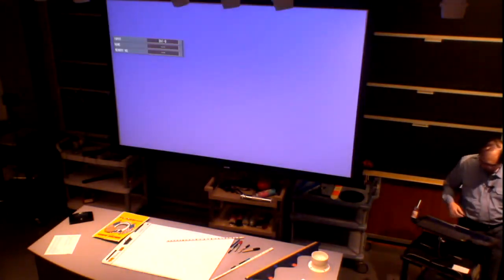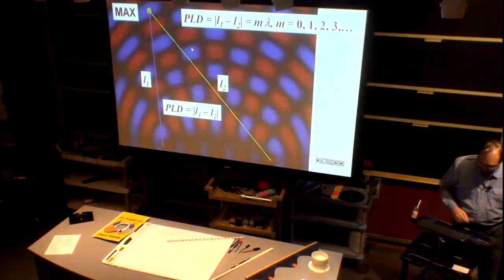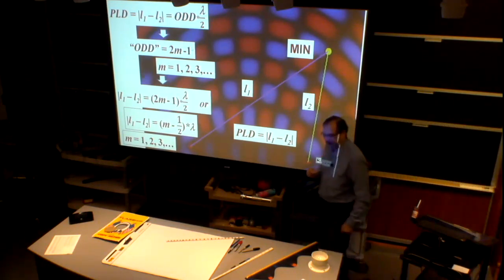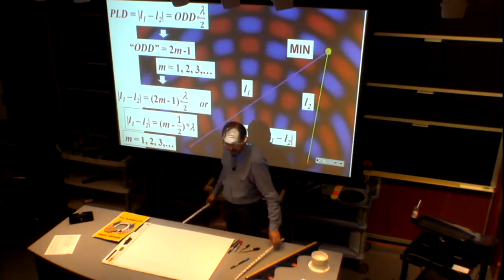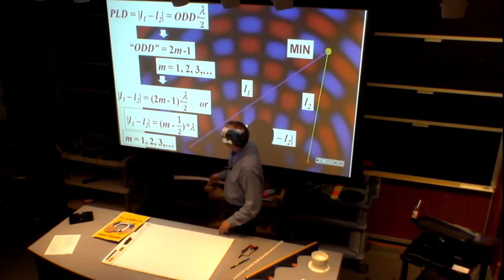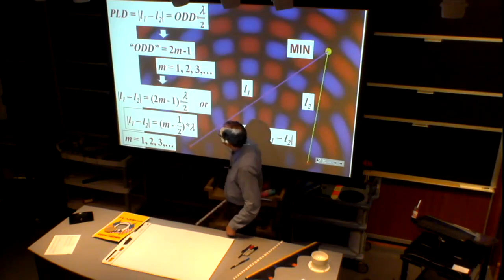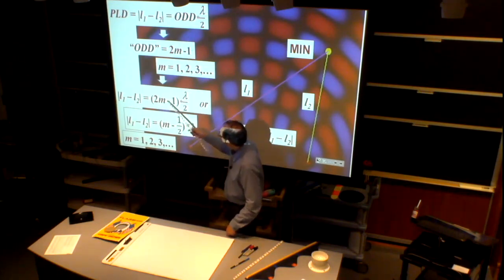And for maximum or minimum, the path length difference should be equal to a natural number of wavelengths or an odd number. So that's for the maximum, that's for the minimum. And here we also see different mathematical expressions for the same fact. What does odd mean? Well, odd means strange, but also it means if we take number 2 and multiply by any whole number and subtract 1, we always get an odd number. So we can replace this word odd with this mathematical expression, but also we can multiply by a half, and that will give a different expression.